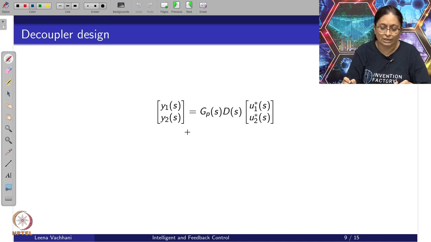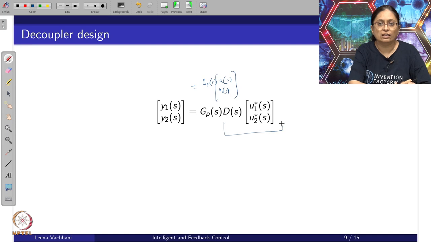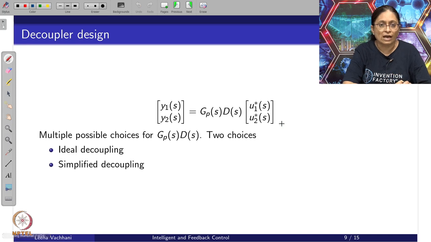Now the Y1, Y2 output is nothing but GP of S times U of S, with U1 of S and U2 of S. Now this U1 and U2 come from U1 star and U2 star, passing through the decoupler block D of S. So we have multiple possible choices for GP of S and D of S, because there are many ways by which I could connect U1 star with Y1 directly. There are two choices: one is ideal decoupling and another is simplified decoupling. Let's look into the ideal decoupling first.